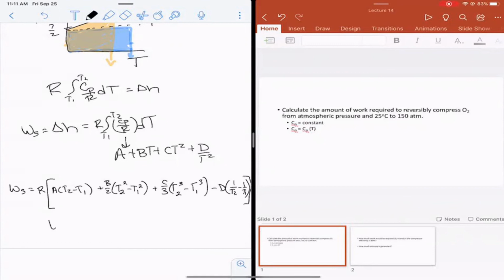And if you do that calculation, you'll find that the work is 27.9 kilojoules per mole, or 27,900 joules per mole. So that's pretty similar, right?